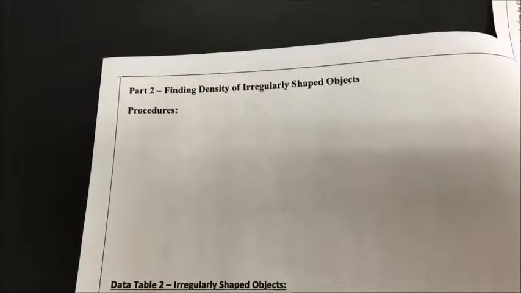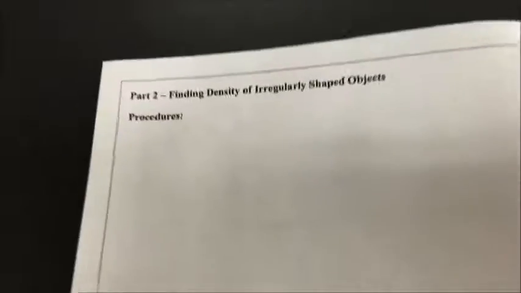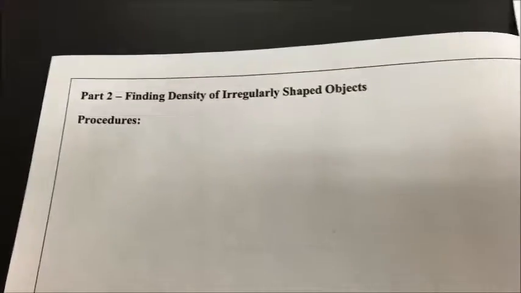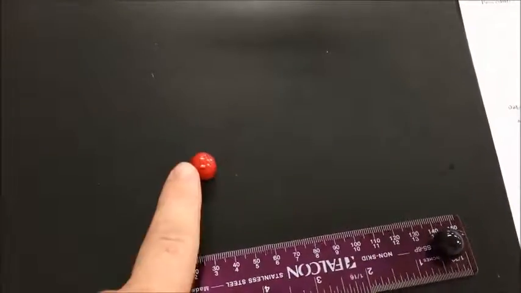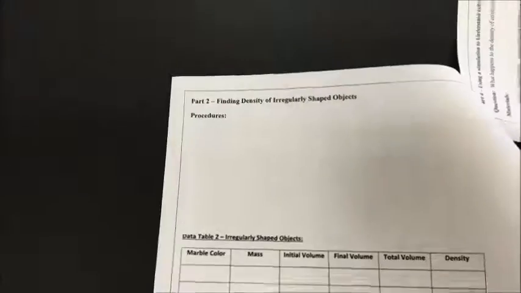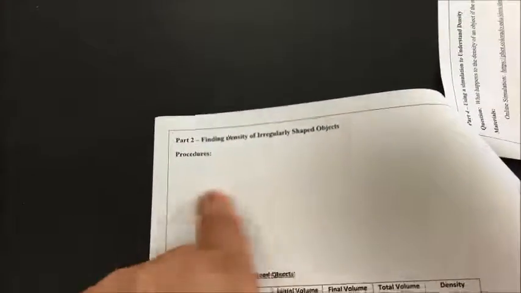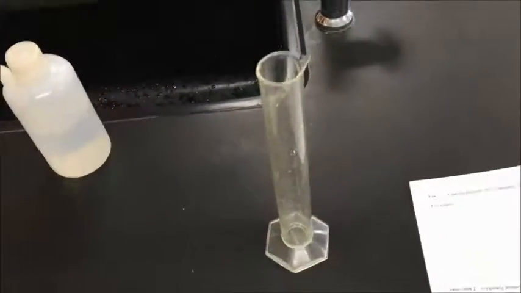All right, we're getting ready to do part 2 of our density lab, irregularly shaped objects. For this particular part, we are just going to be using marbles. Black marbles, red marbles. And we have to do volume by displacement here. So the first part of the procedure is get a black marble, get a red marble. Second part of the procedure, you've got to use a graduated cylinder to figure out the initial volume.